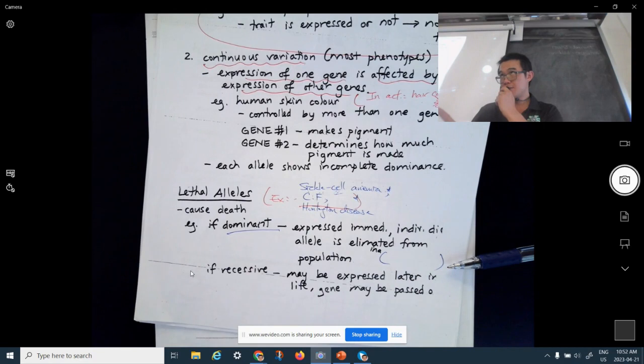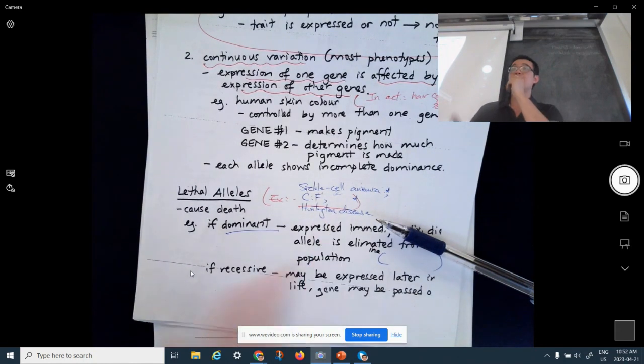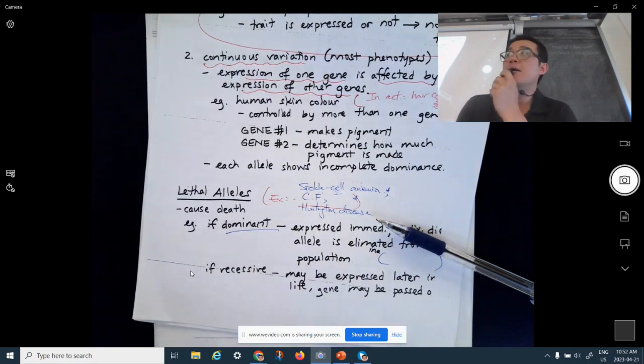And if it is dominant, like Huntington disease, which is autosomal dominant, it will be expressed later on, so that this allele could get passed down. Huntington disease won't happen until midlife or early-ish life. So there's still a chance and time for that individual, not knowing that they have Huntington disease, to have kids, and that allele will still get passed down.